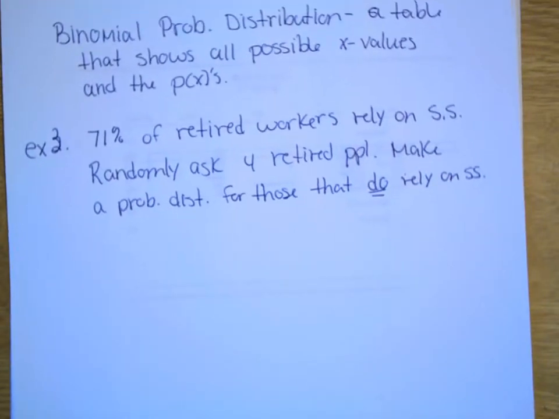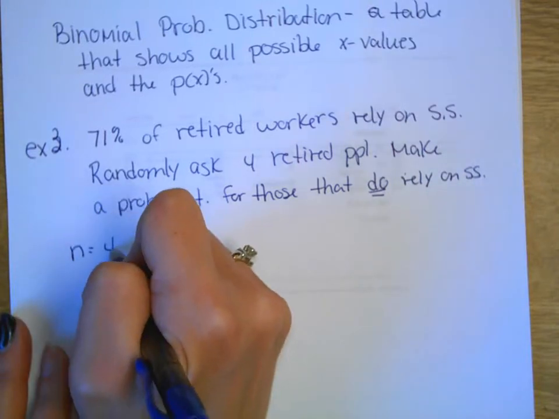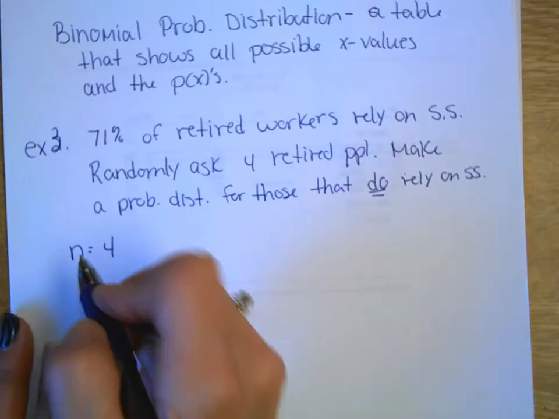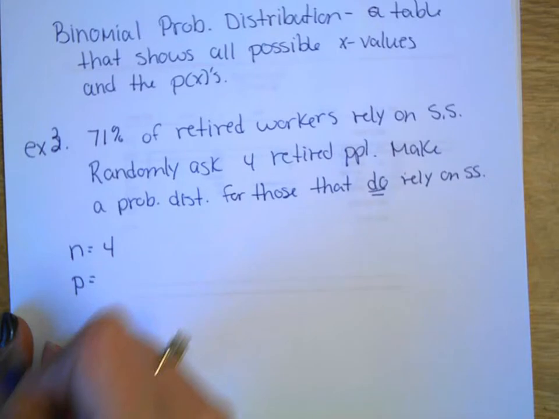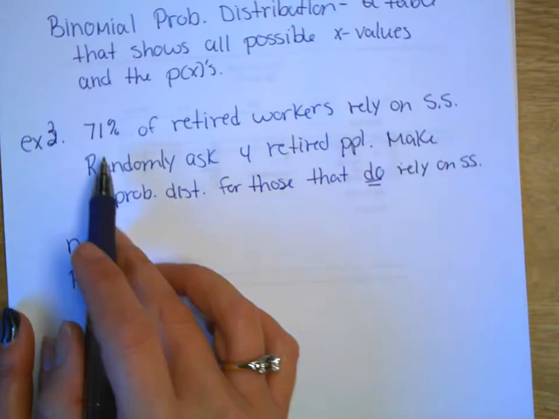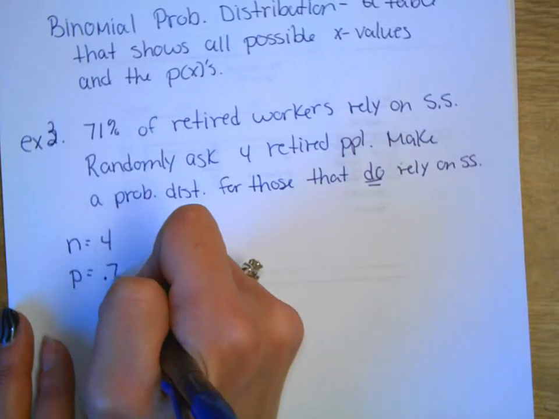So before we can make our table, I want to pick out the N, P, Q, and X. N, how many trials am I doing? 4 trials. I'm talking to 4 people and asking them, do you rely on Social Security? Do you need it to survive? What's the probability of success? 71% of the population is known to rely on Social Security. There's my probability of success.